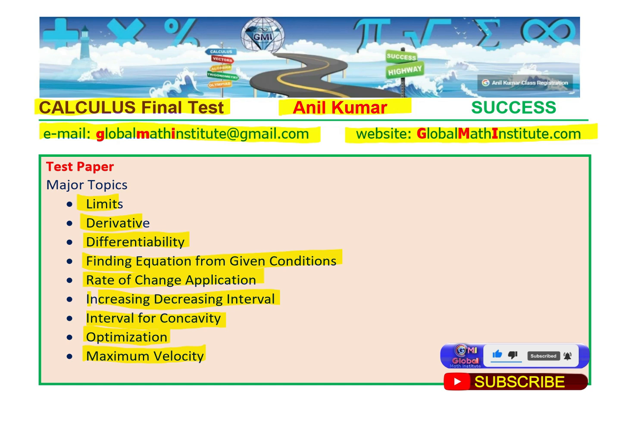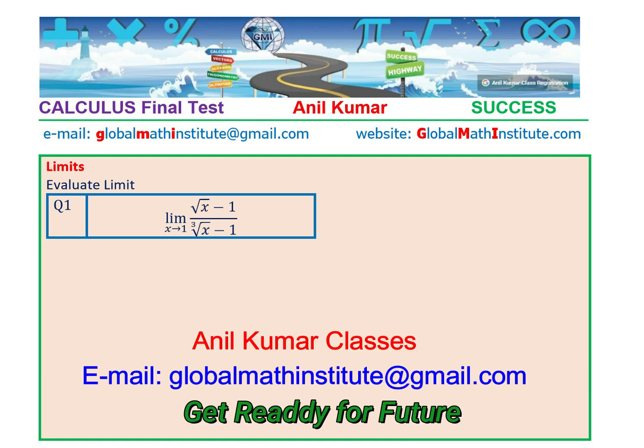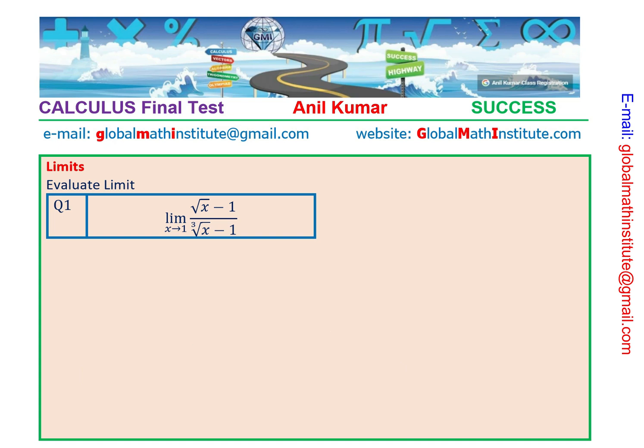So, in limits, we have taken up questions which are based on substitution. Here is your first question for the test paper preparation. Limit when x approaches 1 for square root of x minus 1 over cube root of x minus 1. This is a very important substitution. Once you understand this strategy, it will ensure that you can do most of the questions where substitution is involved.